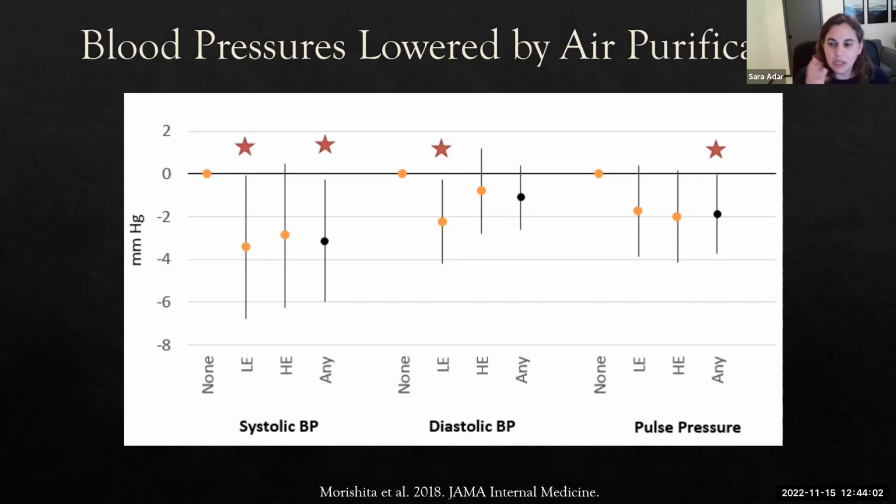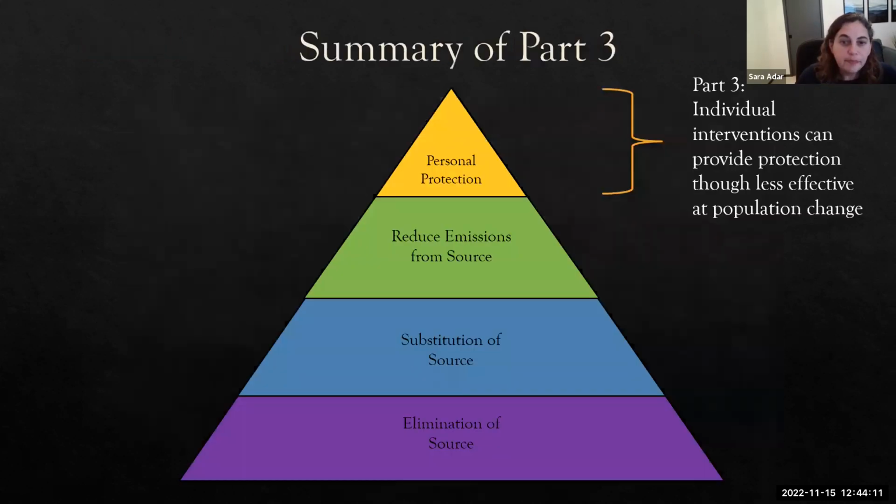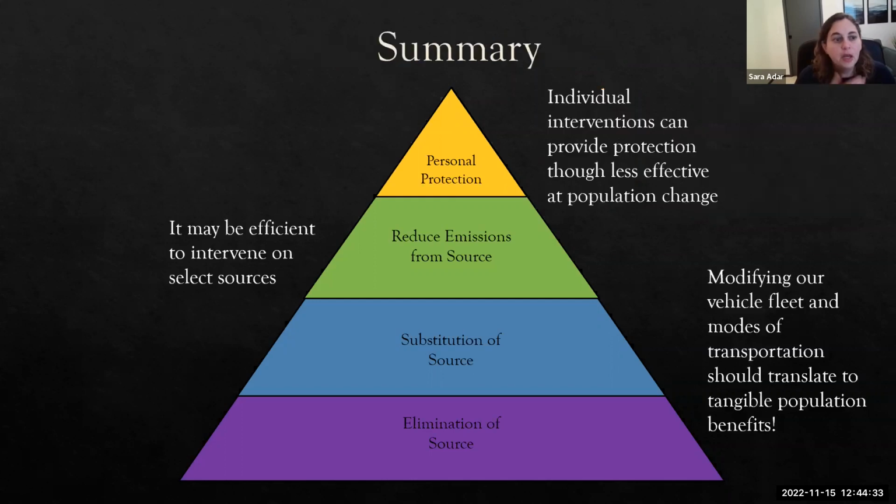We also did some additional adjustments. So even though it was random, we still adjusted for day of week and calendar time and temperature outside and ambient particles. All right, so that short summary does provide evidence that individual interventions can also provide protection. Although when we're thinking about that pyramid, this is an area where you have less bang for the buck in terms of the population level change.